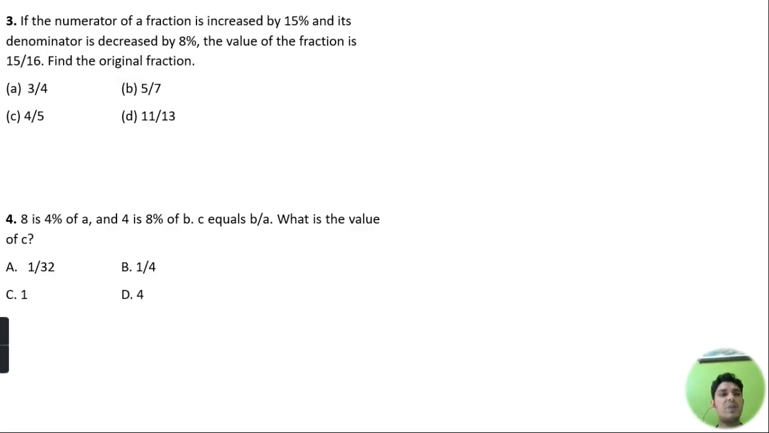Coming to the third question, the question is: if the numerator of a fraction increases by 15% and its denominator decreases by 8%, the value of the fraction is 15 divided by 16. So students, we can simply assume the fraction as x divided by y. The numerator of the fraction increases by 15%, so this will become 1.15, and its denominator decreases by 8%, this means this will be 0.92, and the value of the fraction becomes 15 divided by 16, right? The value of the fraction we have to find out, so we can simply solve for the value.